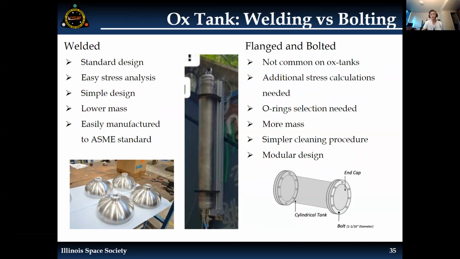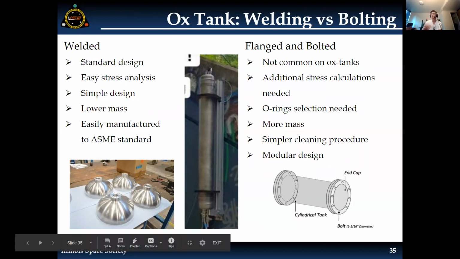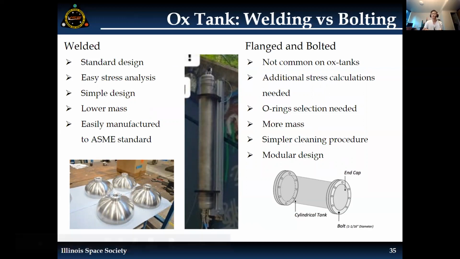For the flange and bolted design, it's actually not very common in oxidizer tanks. There are additional stress calculations needed to take into consideration the flange and bolts. Because it's a flange and bolted design, we don't want any leaks at the seam, so we also need to select O-rings. That's also a design consideration. And because of the flange and bolts, there's going to be more mass involved in the design.